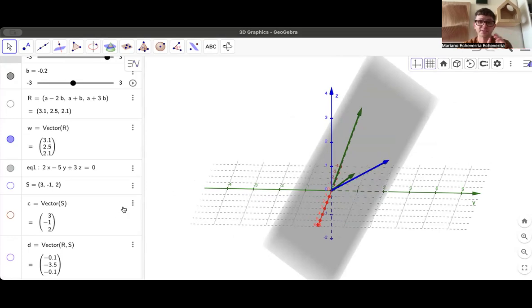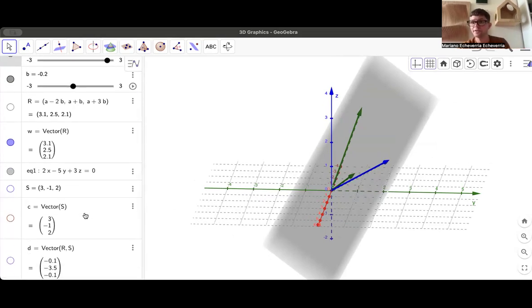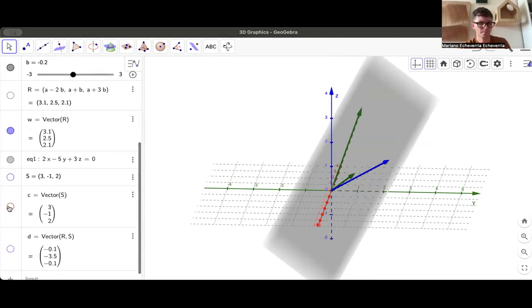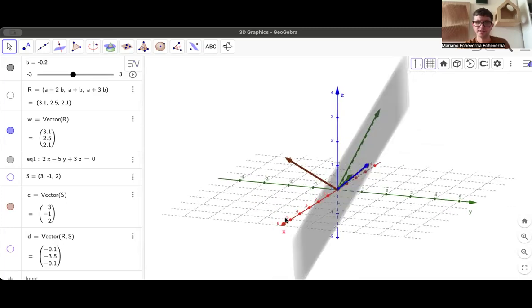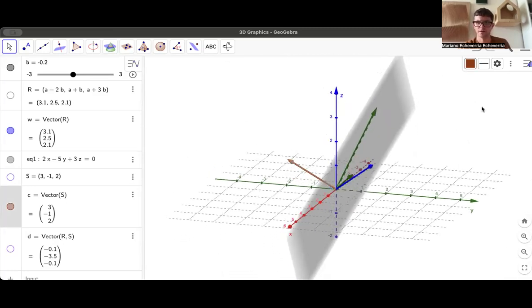The other vector that's important to keep an eye on is the vector with the y values. If you remember, what were the entries for the vector with y values? It was 3, -1, 2. So this is the vector with the y values.